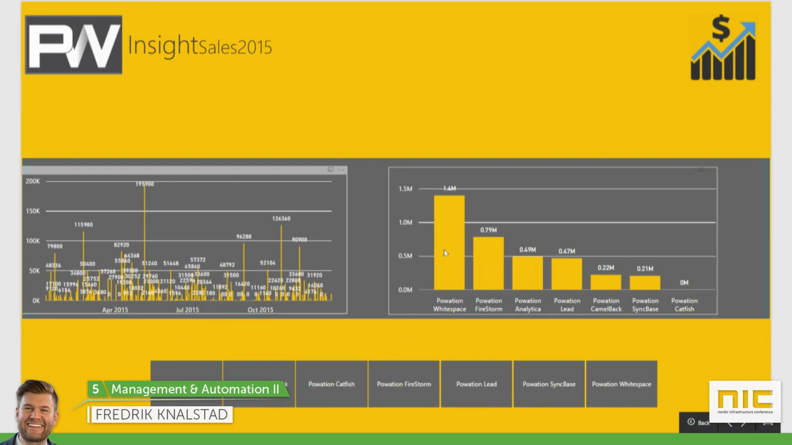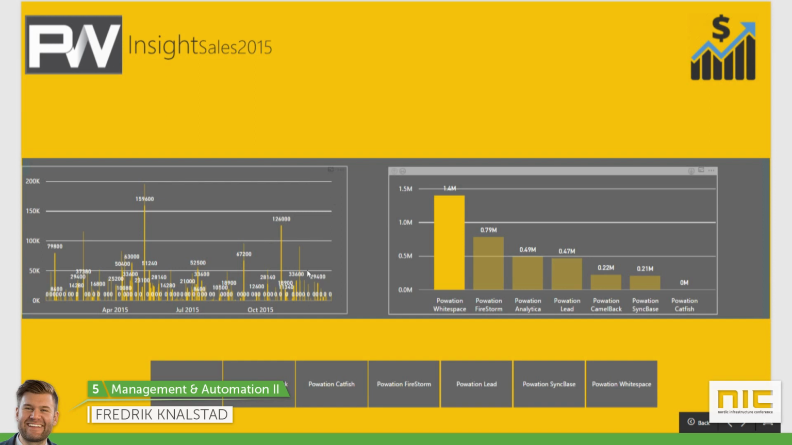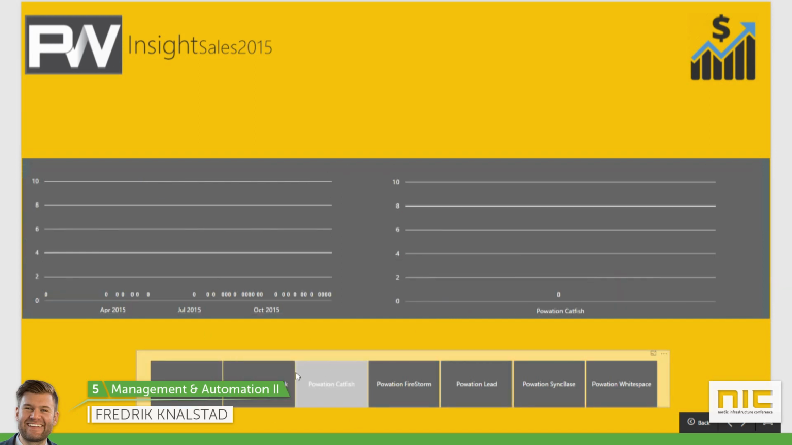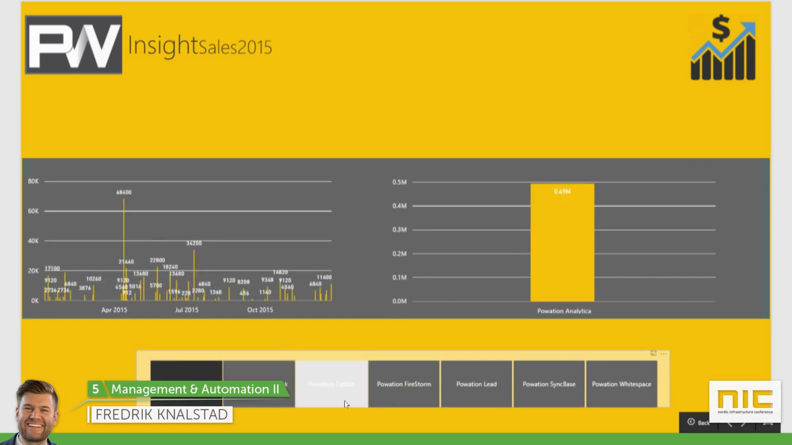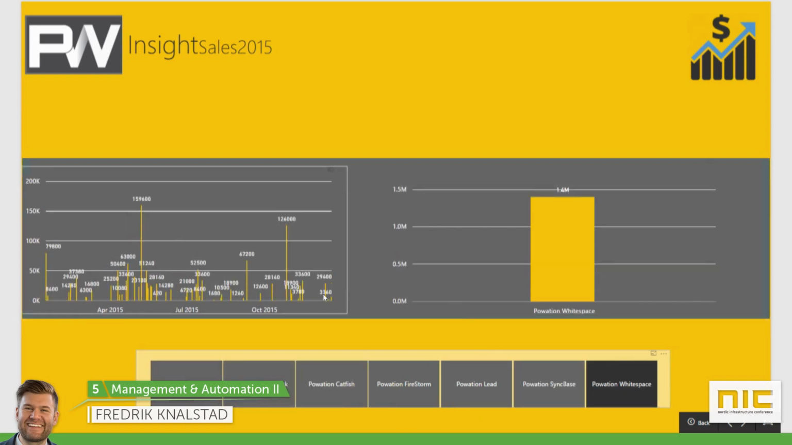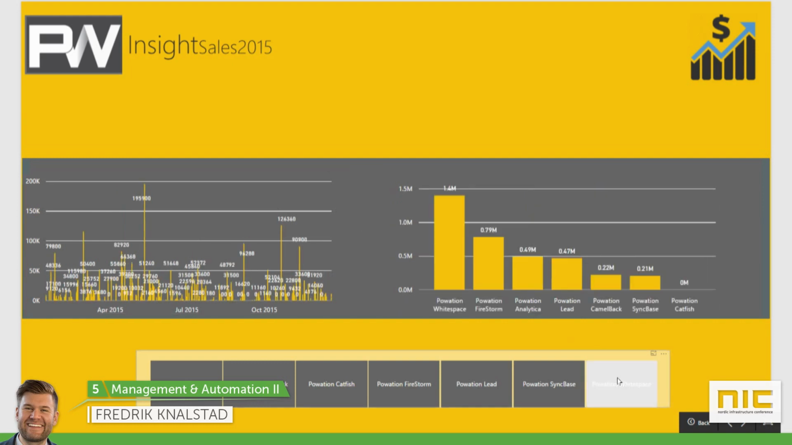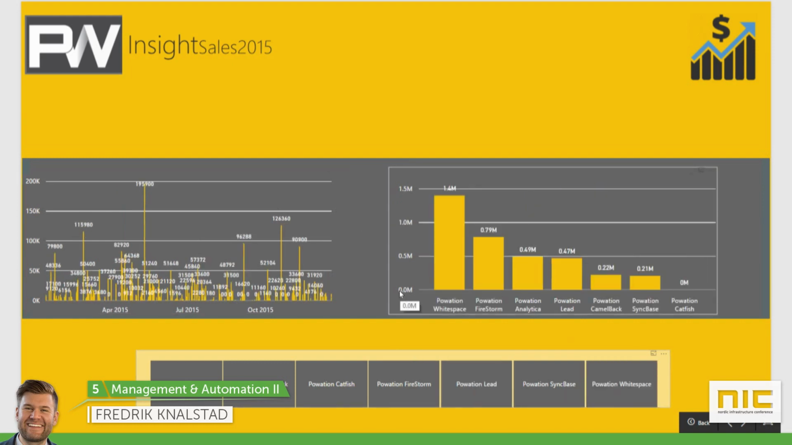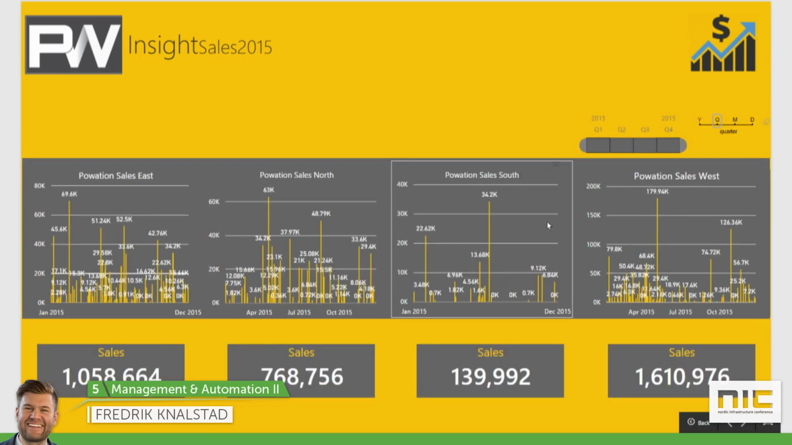So like we said, we can go into the different applications and view information about how they did with the sales and stuff like that. But if we look at Provation Whitespace, which is the application that sold the most in the last year, we see that we have extremely low sales on Provation Catfish and Provation Syncbase. They're extremely low, so we definitely need to do something about that to raise our income in the future.